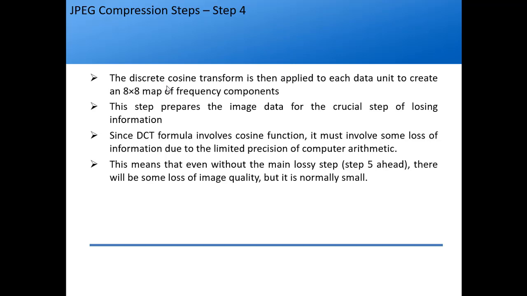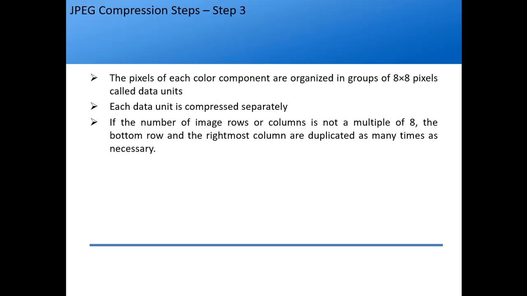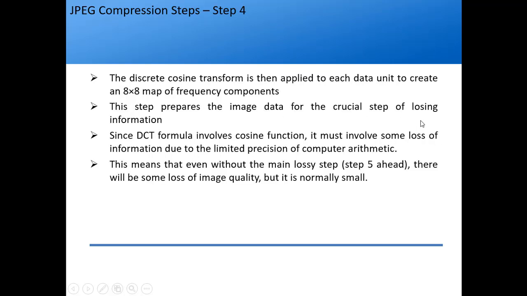So let's go back to the slide. Again, the pixels of each color component are organized in groups of 8 by 8 pixels called data units, and each data unit is compressed separately. If you are not understanding this, we'll take an example, and you will understand it then. If the number of image rows or columns is not a multiple of 8, which might happen when you cannot divide the image into multiples of 8, then what we do is the bottom row, that is the last row, and the last column are duplicated as many times as necessary till we get a multiple of 8. So that is what this last point means.